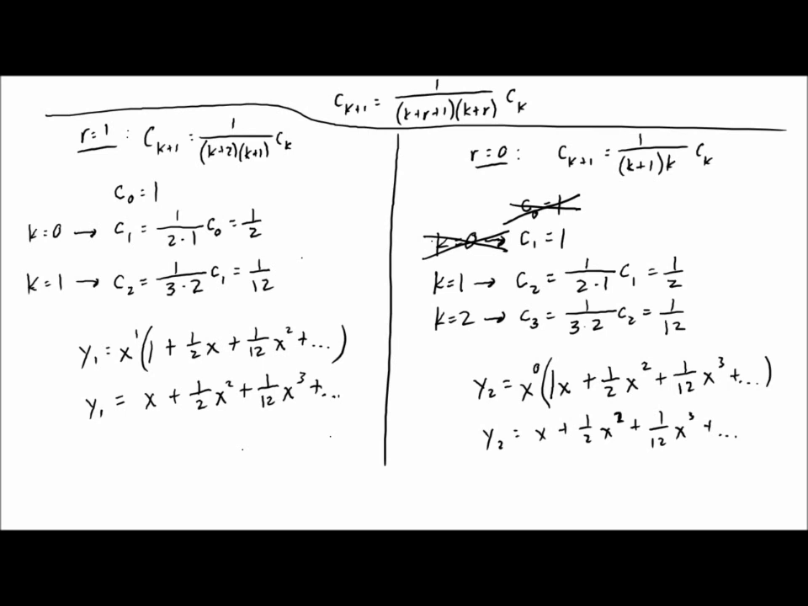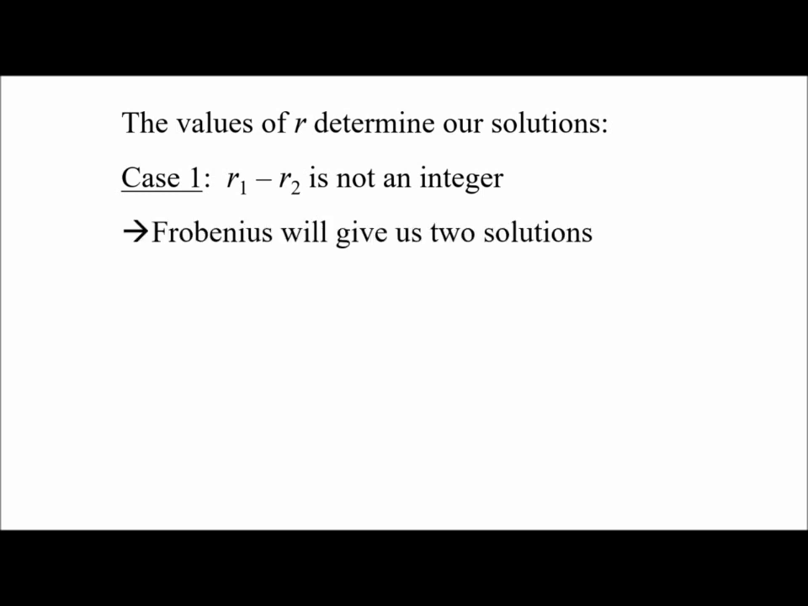We ended up getting one solution. So before we do anything else, let's ask, why did we end up getting one solution? Or maybe could we have figured out earlier in the process that we were only going to get one solution? Well, the values of R determine our solutions. If the difference between them is not an integer, the first example is a good one, when R was 0 and 2/3. If the difference is not an integer, we're guaranteed we're going to get two solutions from Frobenius. Right off the bat, we're going to get two solutions.